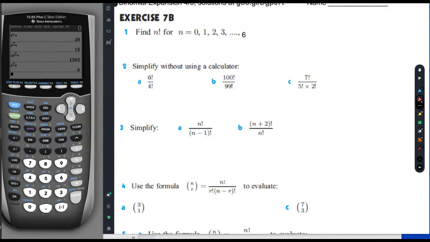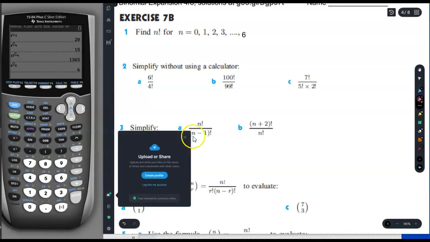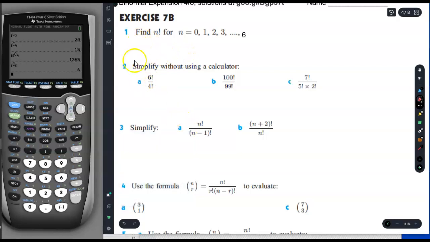Okay, let's do page 4 with a lot of factorials. So first we're going to find n factorial for n equals 0, n equals 1, 2, and so on, all the way to 6. So basically I'm going to do 0 factorial, 1 factorial, 2 factorial, 3 factorial, 4 factorial, 5 factorial, and 6 factorial.